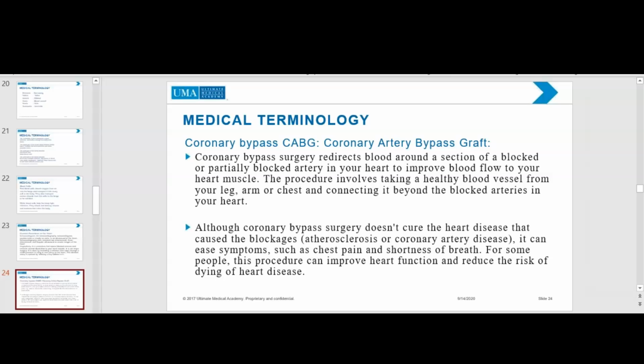Although coronary bypass surgery doesn't cure the heart disease that caused the blockage, atherosclerosis or coronary artery disease, it can ease symptoms such as chest pain and shortness of breath. For some people, the procedure can improve heart function and reduce the risk of dying of heart disease.